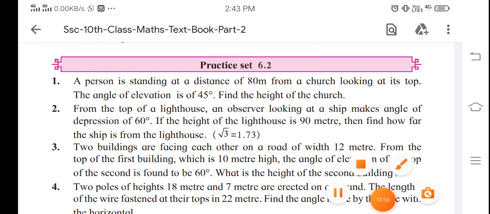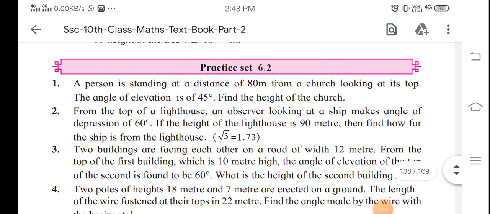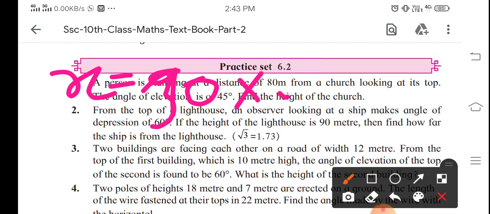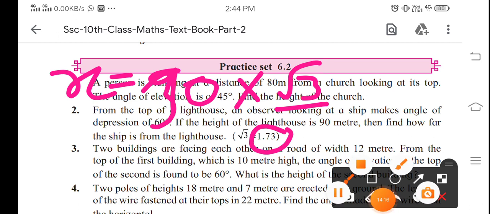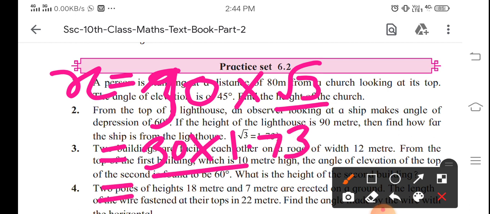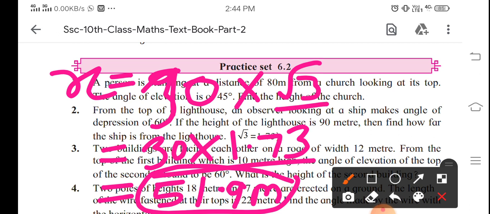Okay, so now we'll write x is equal to 30 into root 3. Now we need the value of root 3, that is 1.73, so we have to write that now. Just a minute, I'll just remove it. Now 30 into 1.73. When you multiply this number, you will get 51.9 meters. Okay, so this is the answer. This is the distance of the ship from the lighthouse. I think this is clear.